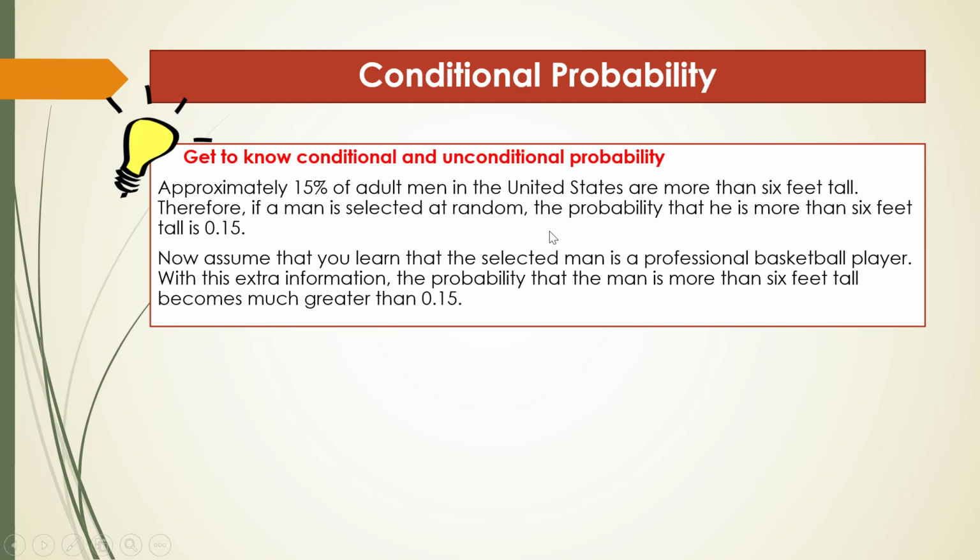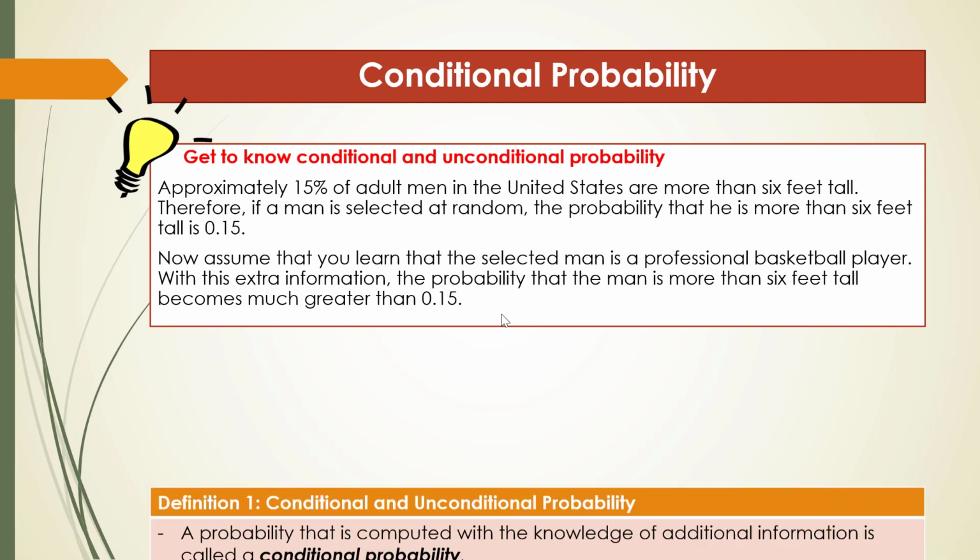So in the first situation, without knowing that the man is a professional basketball player, the probability is 0.15. When we have the extra information that the man is a professional basketball player, the probability is much greater than 0.15. So the first situation is called the unconditional probability. That means the probability when we don't have any extra information. And the second situation is the conditional probability. That means we have extra information that the man is a professional basketball player.